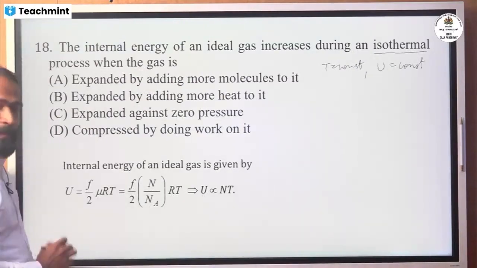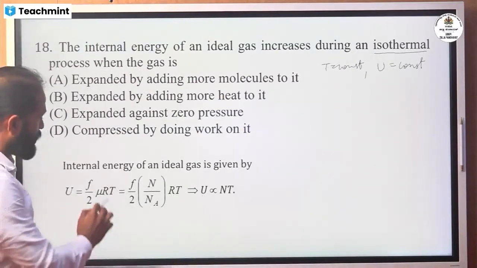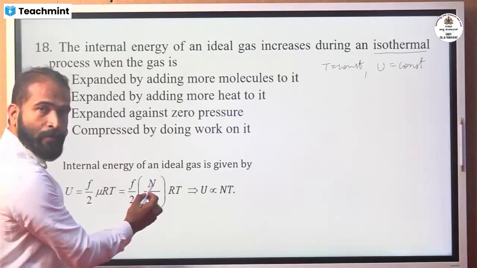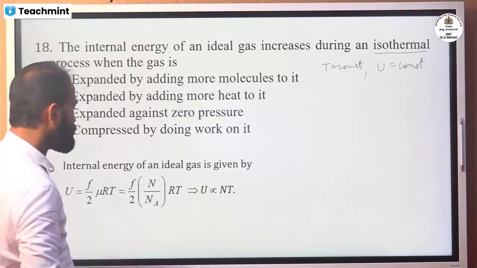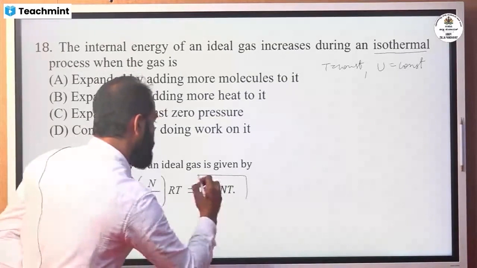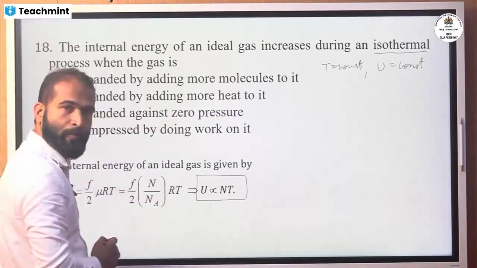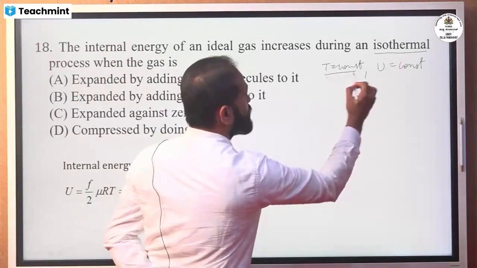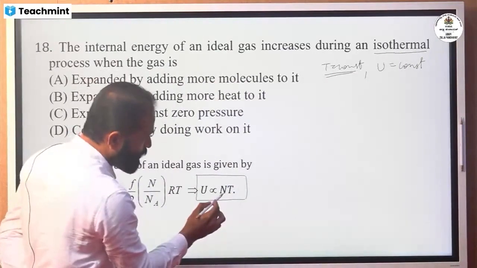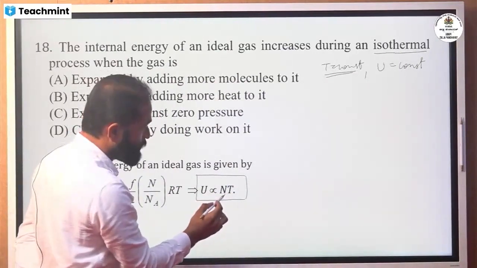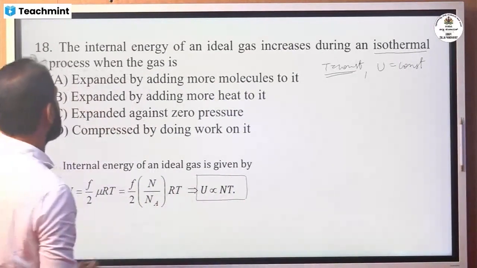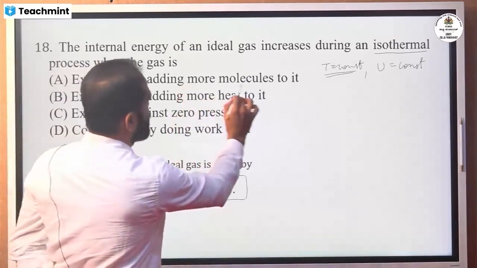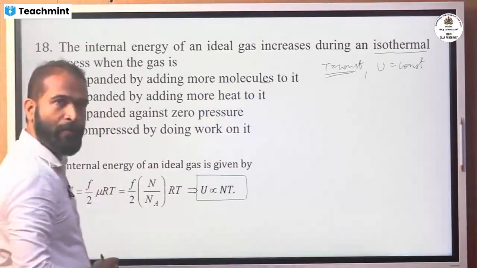Now look at the formula for internal energy. It is f by 2 mu RT, where mu is the number of moles. Number of moles can also be written as number of molecules divided by Avogadro number. Finally, we can see that internal energy is directly proportional to the product of number of molecules and temperature. Since the process is isothermal, temperature is constant, so the only possibility to change the internal energy is by increasing the number of molecules. That can be done by expanding the gas by adding more molecules to it. That is option A.